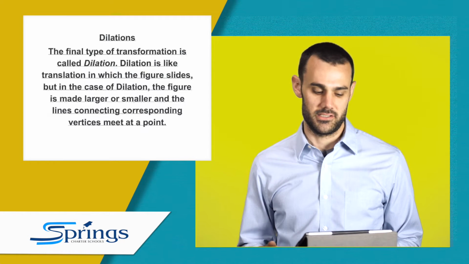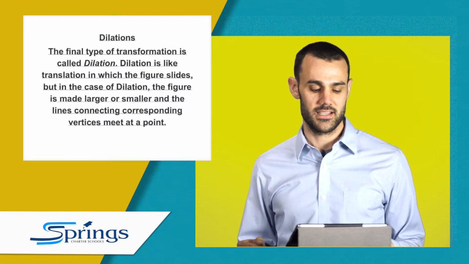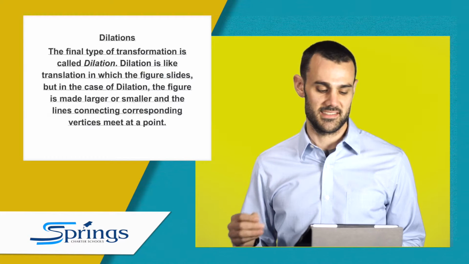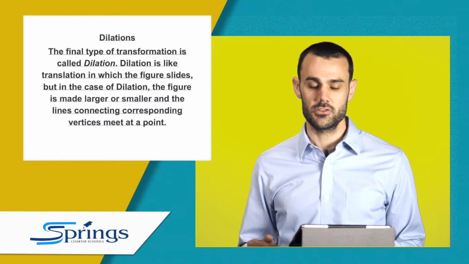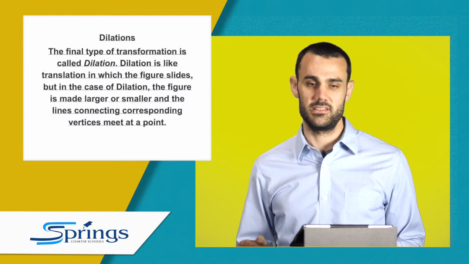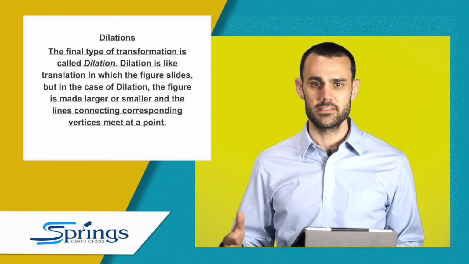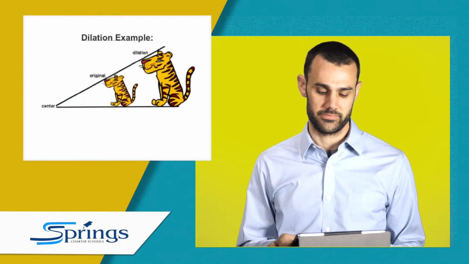Lastly, we have dilations. This is the last type of transformation for us. A dilation is like a translation in which the figure slides, but in the case of a dilation, the figure is also made larger or smaller, and the lines connecting corresponding vertices meet at a point. That sounds very confusing, so let's take a look at a graphic that will help us better understand.